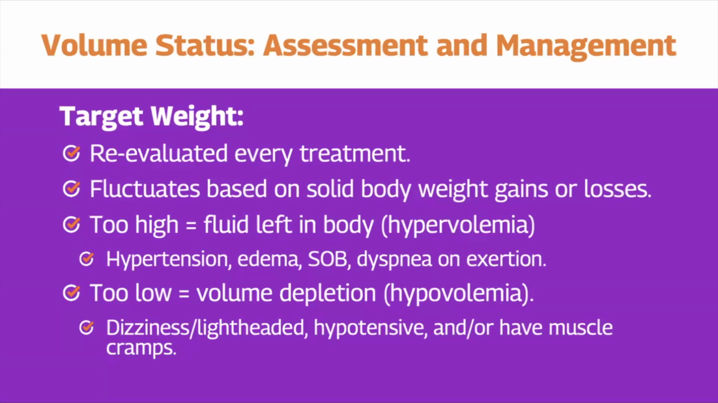So when a patient leaves over their target weight, like 1 kilo or more over their target weight, they are hypervolemic. That means they may have hypertension, they may still have edema, shortness of breath, dyspnea on exertion. If a patient leaves below their target weight, then they have volume depletion or hypovolemia, and they may have dizziness, lightheadedness, hypotensiveness, and or muscle cramps.